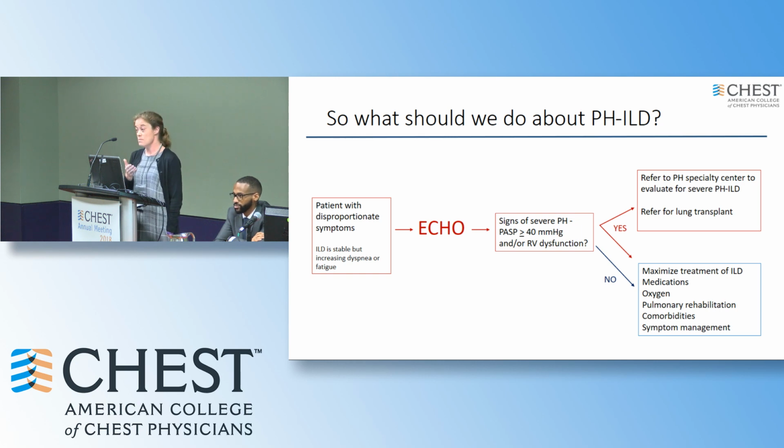If you see signs of severe PH, defined as elevated RVSP, RV dilation, dysfunction, et cetera, then I would argue to refer to a PH specialty center to further tease out how to evaluate and perhaps develop an individualized treatment plan or enroll in clinical trials. And of course, refer for lung transplant. Patients who have IPF and pulmonary hypertension meet a criterion for listing for lung transplant. So if they haven't yet been referred, you should be having that conversation if they're eligible.